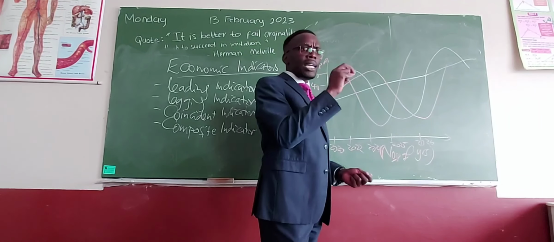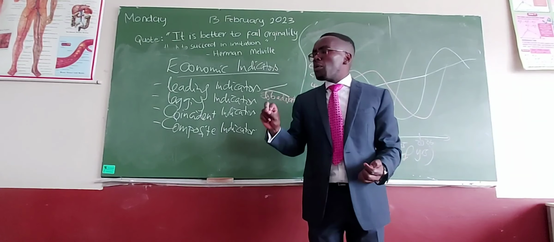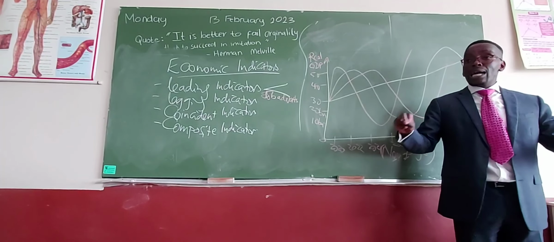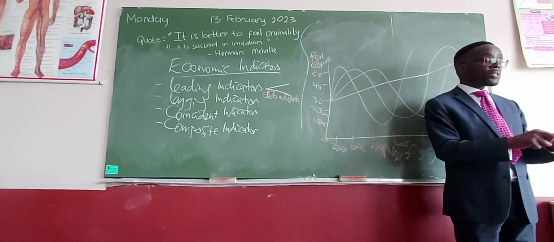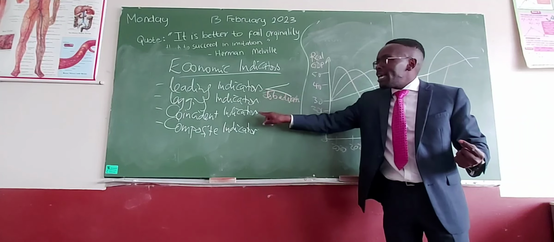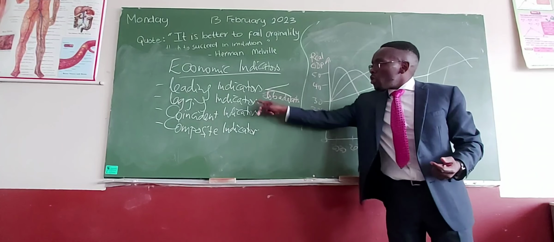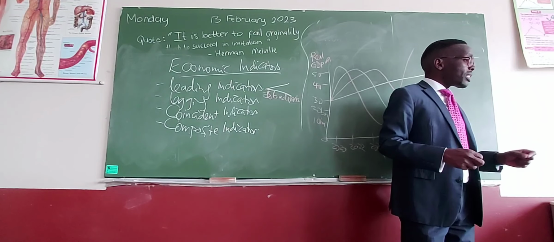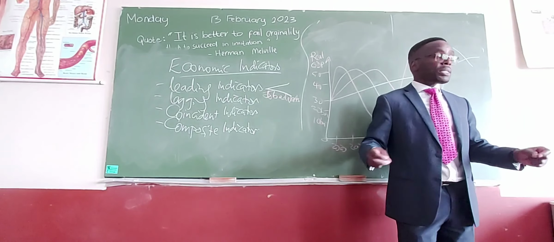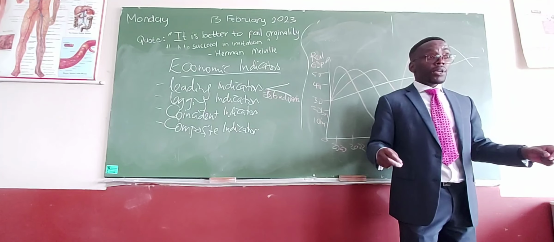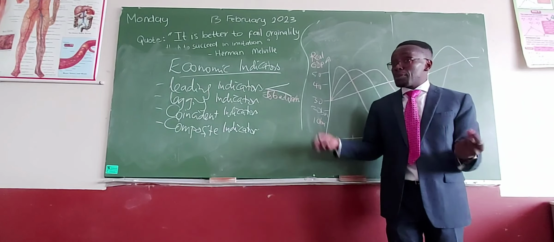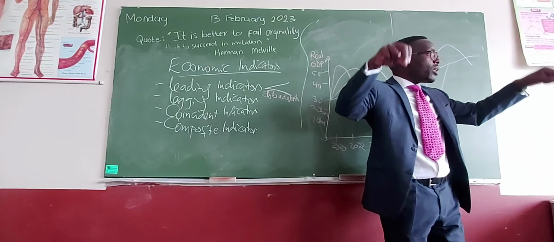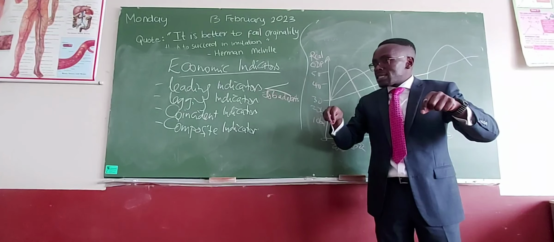Our composite indicator, dear learners, is an indicator that is made up of at least two of these previous three indicators. If an indicator is made up of more than one, then we say it's composite. In other words, it has characteristics of both leading and lagging, or leading and coincident, or lagging and coincident. From physical science, a compound substance is a substance that is made up of two elements. Now, when we say composite in economics, we are saying it's made up of two indicators. It's a combination of two indicators.